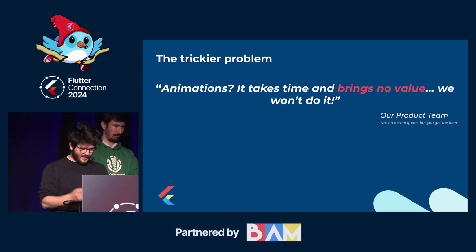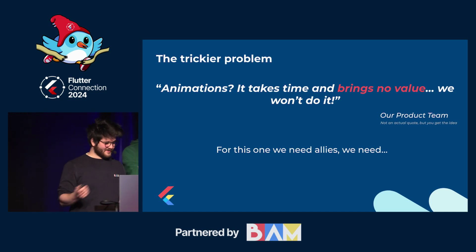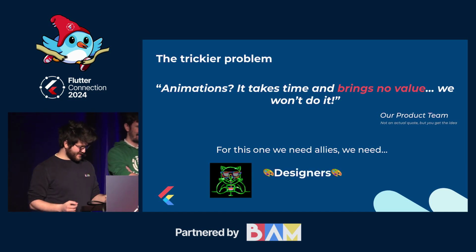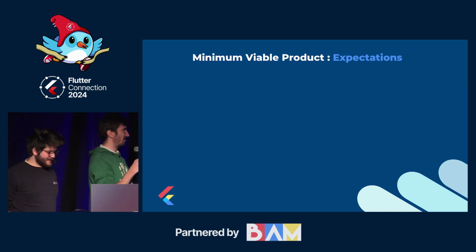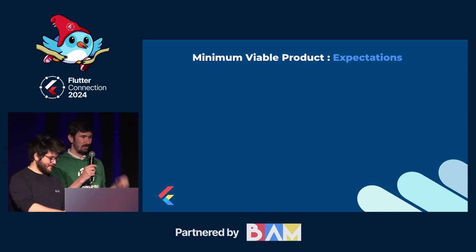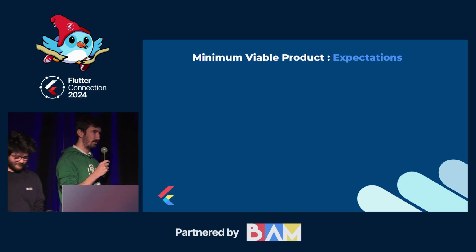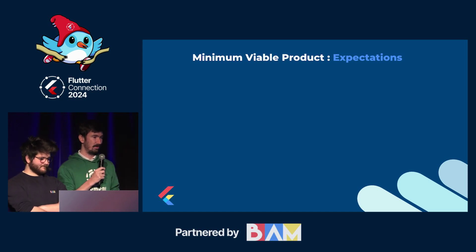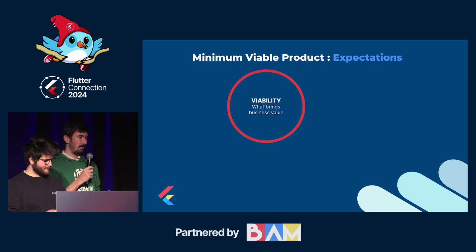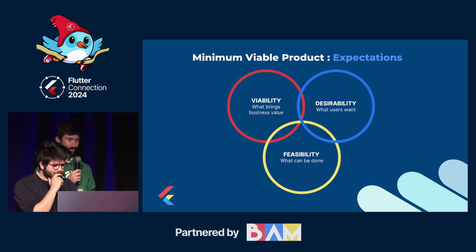And so to help with that, we have to go to our allies, which of course will be our designers, right? So let's ask our designers what they do about this. When we asked our designers, they told us, you just have to reflect on how you judge that a feature is valuable in your app. And we have a framework called the minimum viable product, which is based on three different points: the viability of the feature, the desirability of the feature, and the feasibility of the feature.